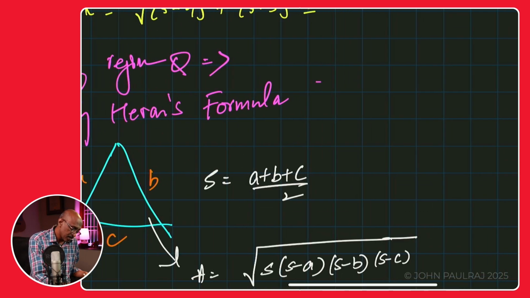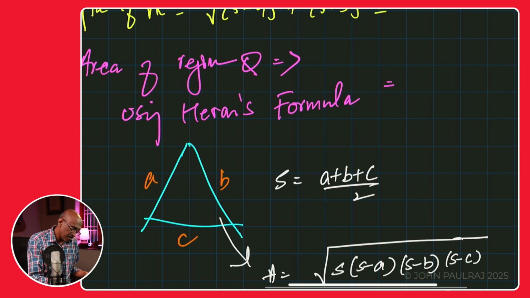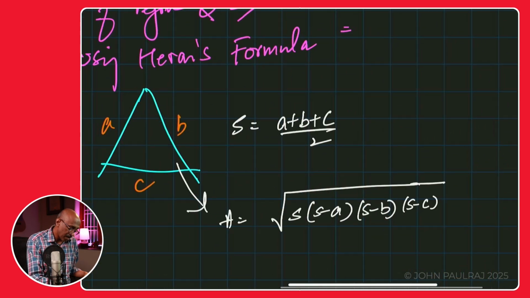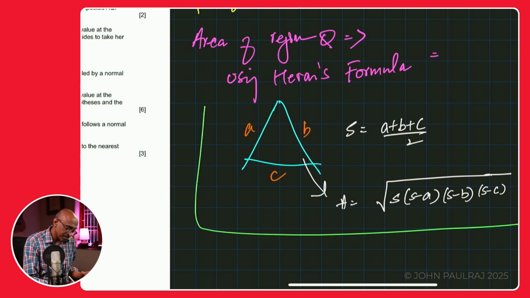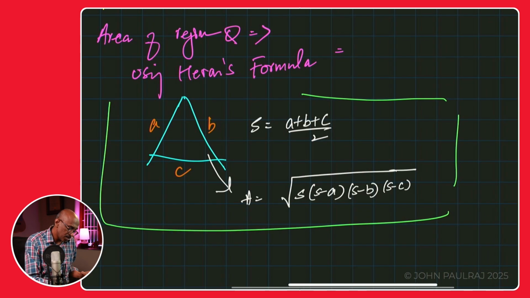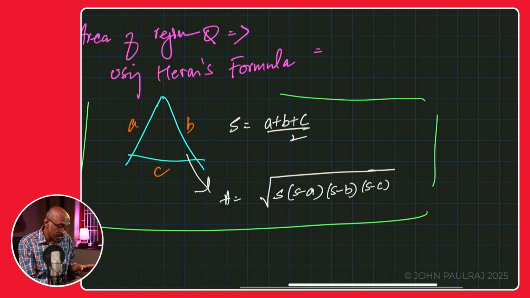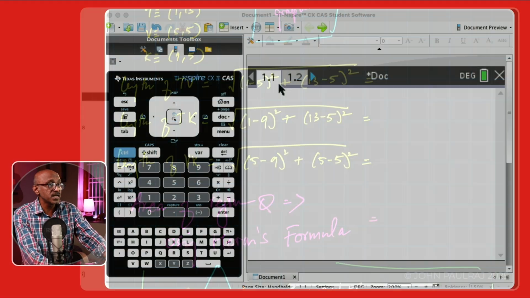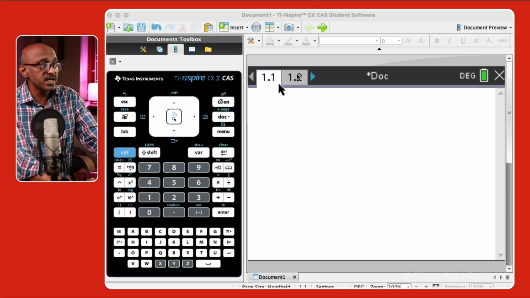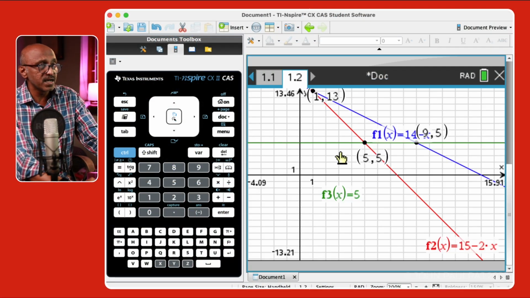I'll have to find out S first, okay? So I've explained the formula here. This need not be written in the exam paper. I'll just write down what needs to be done. So first, let's go ahead and find the lengths of the sides of the triangle using this distance formula. Jumping back to the calculator, this is of course the graph screen where we graphed that and found all that we needed to find.